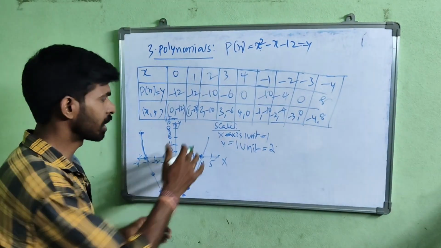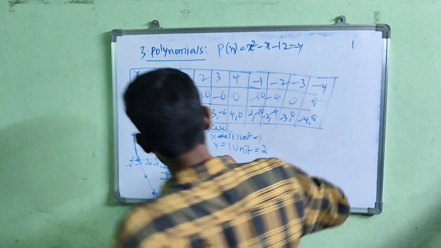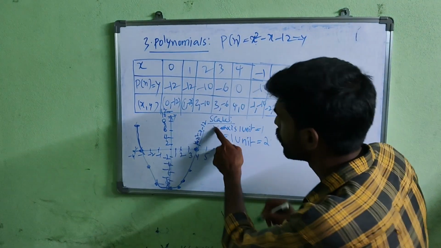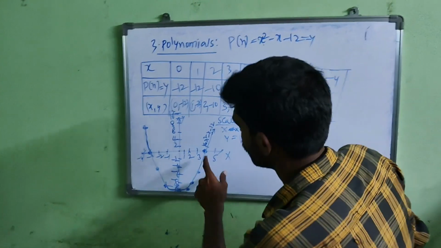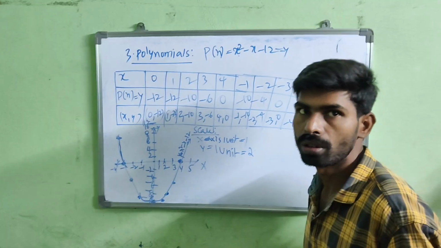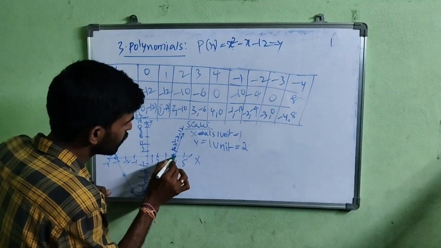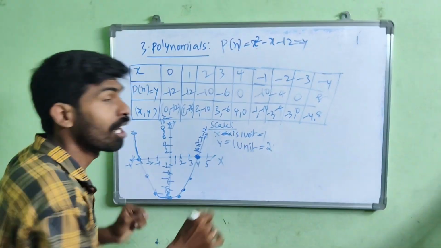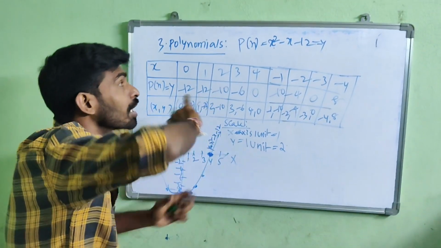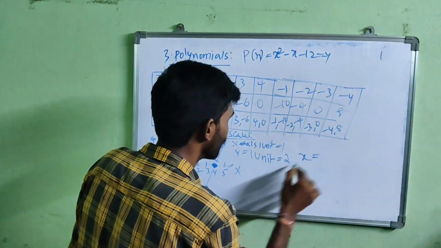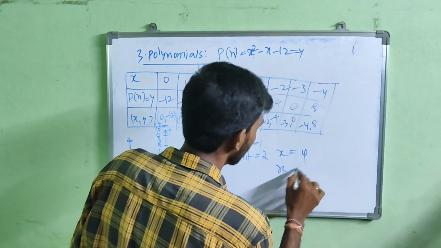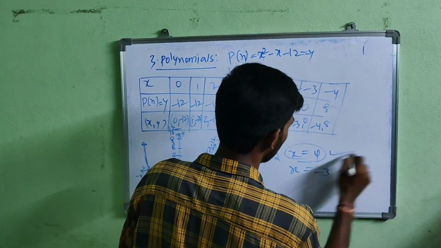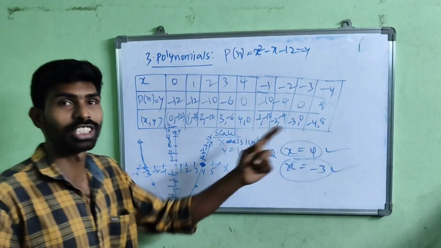Now what is this curve? It is x square minus x minus 12. We need to write here y equal to x square minus x minus 12, on your polynomial graph. Now here, where this curve touches the x-axis, that x value is the zero, the solution of the polynomial. X here is 4 and another time x is minus 3. Okay, x equal to 4 and x equal to minus 3. These two are the zeros of the polynomial.